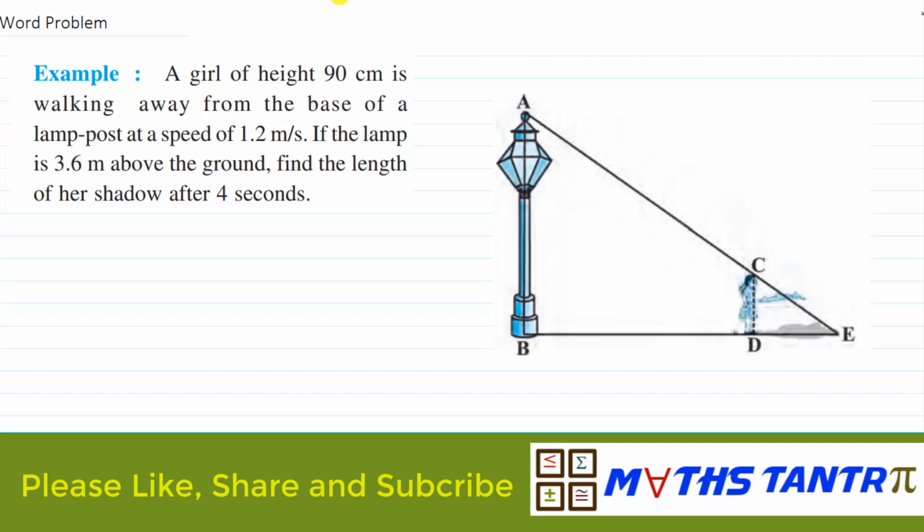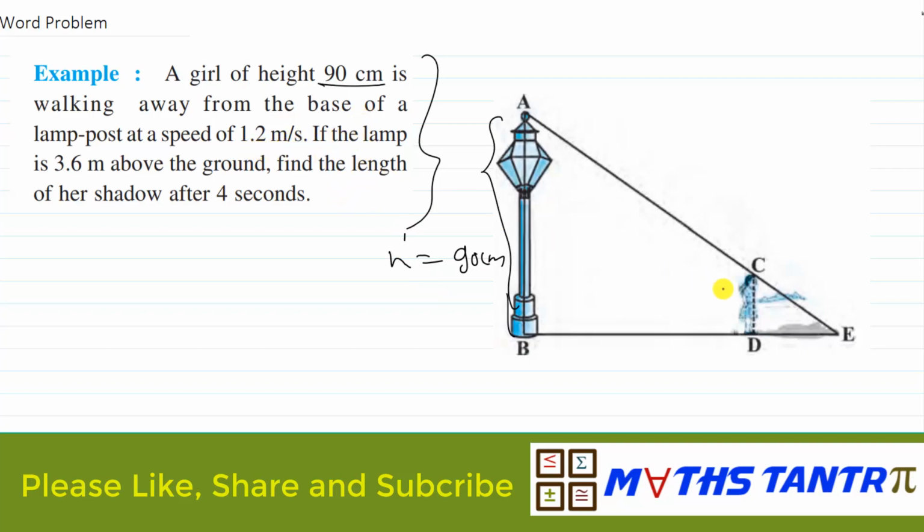Here in this word question, you can see what it is saying. A girl of height 90 centimeter is walking away from the base of the lamppost at a speed of 1.2 meter per second. For the sake of simplicity, I have taken this image, but in exam, it will not be given to you. Only a word question will be given. You should be able to imagine what's happening in your word question. So here, if we imagine there is a lamppost whose height is given as 90 centimeter. Height is given. This height, right?